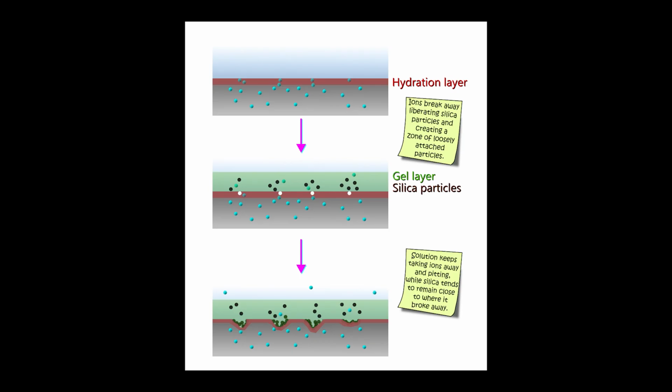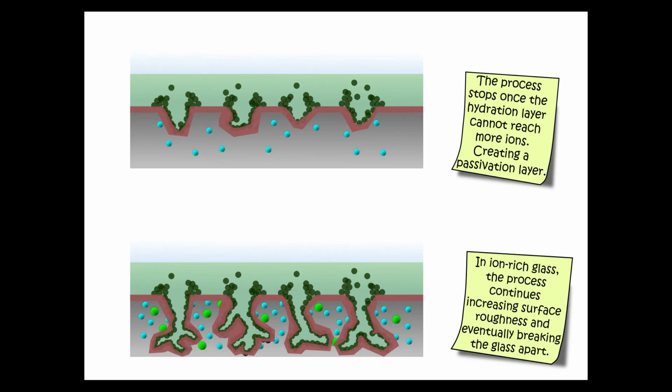Because the ions are much lighter than the silica particles, they move farther away, and eventually they go away from the surface. But the silica particles, being more heavy and large, they remain close to where they were initially generated. Some of them redeposit or reattach to the glass, ultimately forming a kind of crater structures. If the glass has a low ion concentration, like for instance the borosilicate glass, this process can stop because the hydration layer can no longer reach more ions.